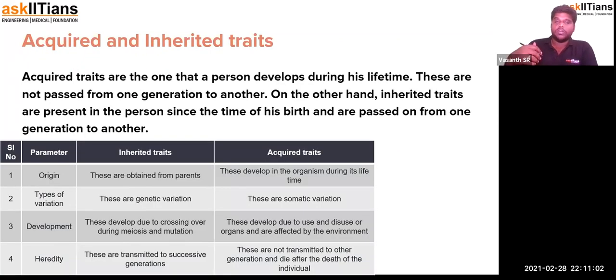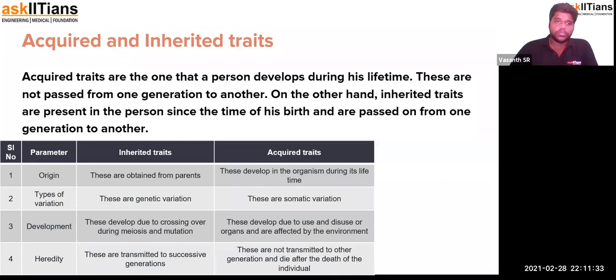So when we see acquired and inherited traits, an acquired trait is anything a person acquires in the period of lifetime that he survives in this very world. An inherited trait is any character or trait that is transferred from the parents to the offspring. So it will be passed on from one generation to another generation. That is the main difference between acquired trait and inherited trait.